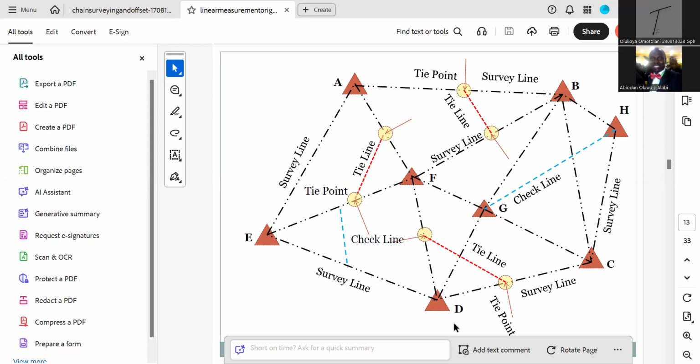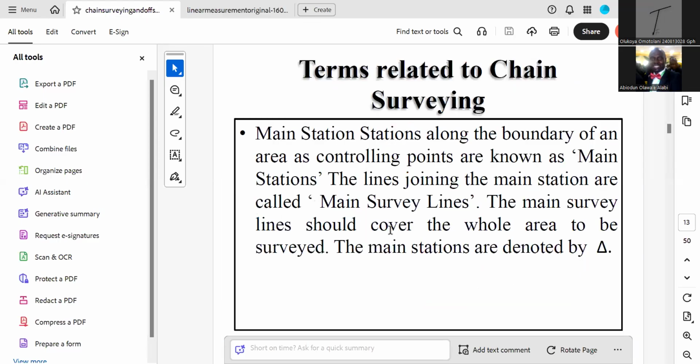So I hope that is clear. And that is what was emphasized here. The lines joining the main stations are called the main survey lines. The main survey lines should cover the whole area to be surveyed. The main stations are denoted by this symbol.